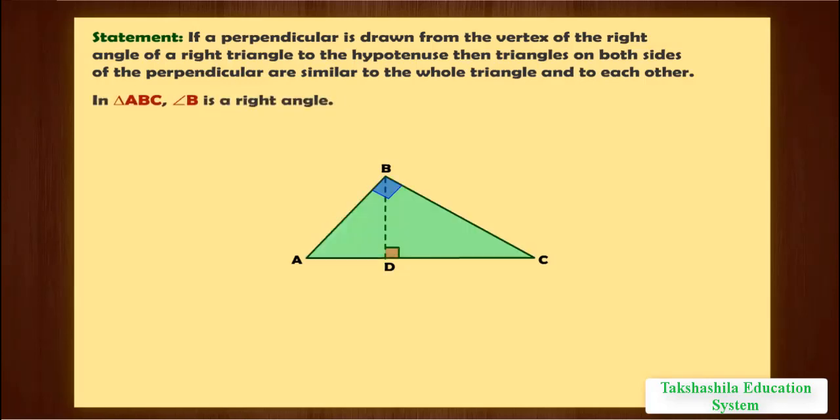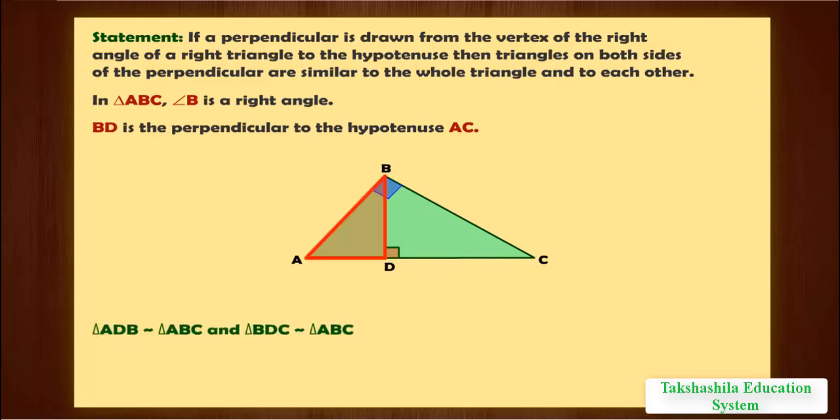Suppose in triangle ABC, angle B is a right angle. BD is the perpendicular to the hypotenuse AC. Then, from our special concept, triangle ADB is similar to triangle ABC and triangle BDC is similar to triangle ABC. So, triangle ADB is similar to triangle BDC.